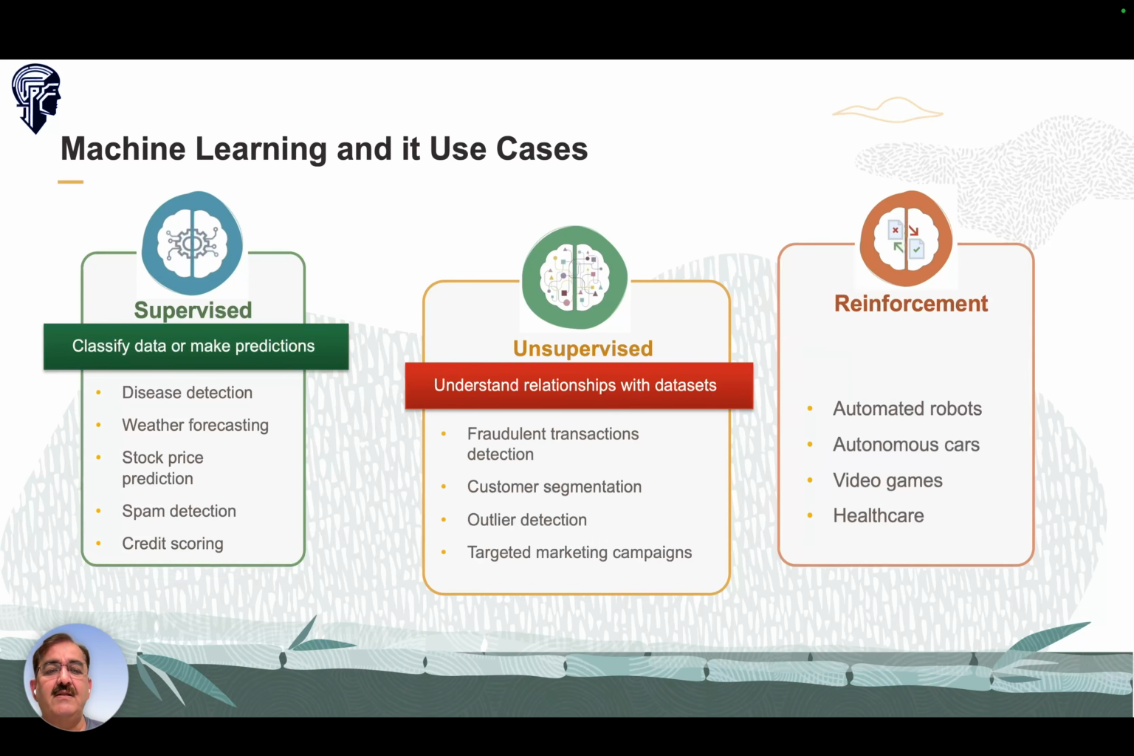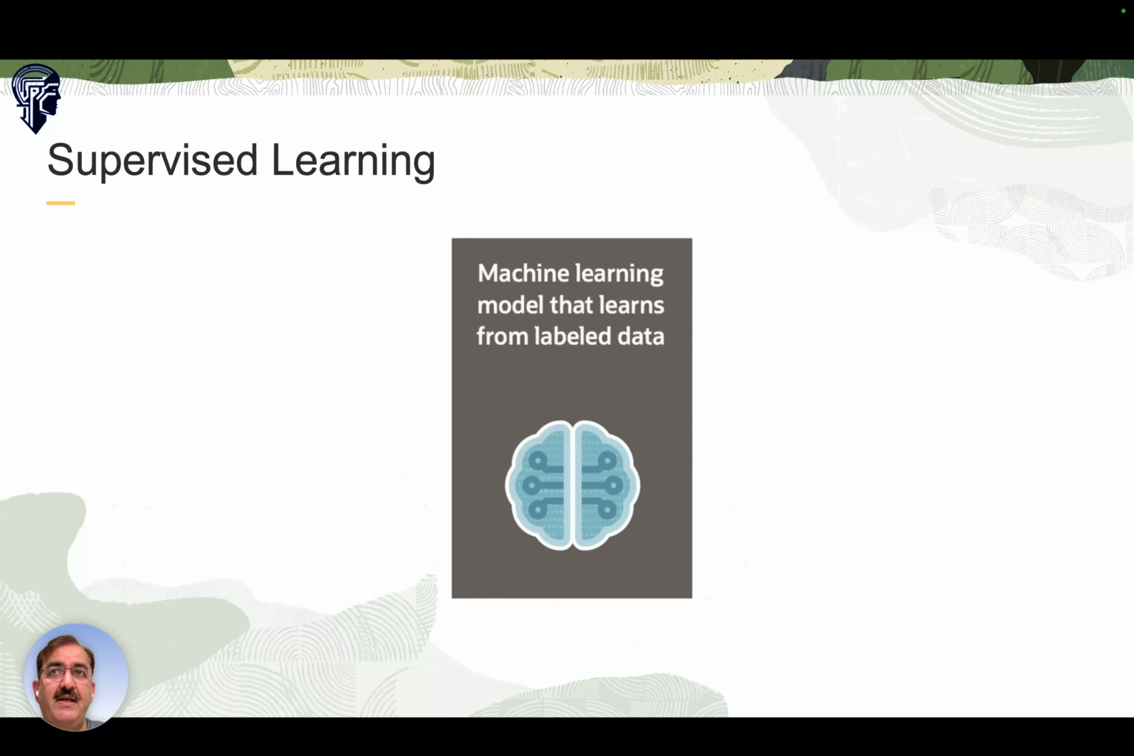And the third one is reinforcement learning, which is used for automated robots, autonomous cars, video games, and healthcare. This is the process where the machine learns based on penalties and rewards. So we call it making decisions or choices, and based on the decision or choice the machine learning algorithm makes, we penalize or we reward it. This reward and penalty process makes the model competent enough to take decisions always in the right direction and in the right format.